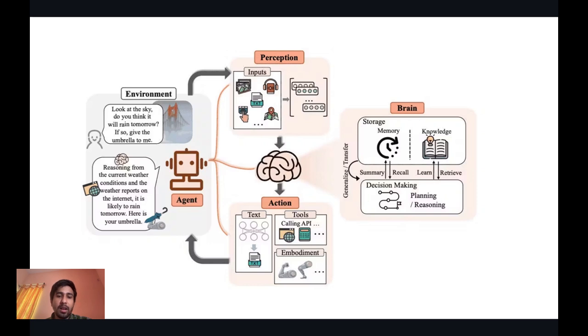So in the case of LLM based agents, the environment will be a digital environment. But in the case of robotic agents or autonomous vehicles, it will be a real or physical environment.